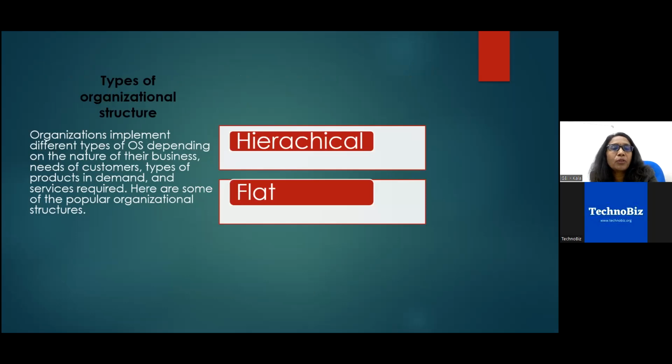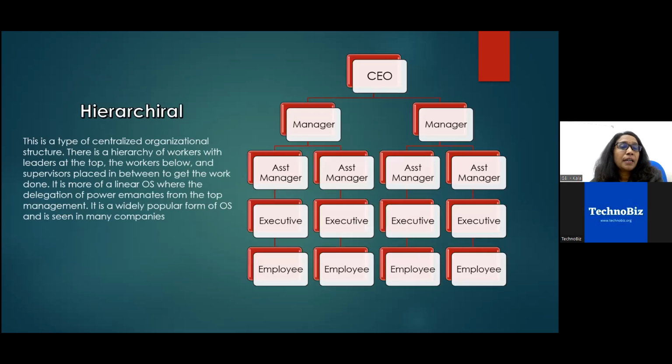What are the types of organizational structure? There are hierarchical and also flat. Organizations implement different types of organizational structures depending on the nature of their business, needs of customers, and types of services required. There are some examples that I have shown here. The hierarchical type of management is a type of centralized organizational structure. This system actually concentrates decision making at the top level.